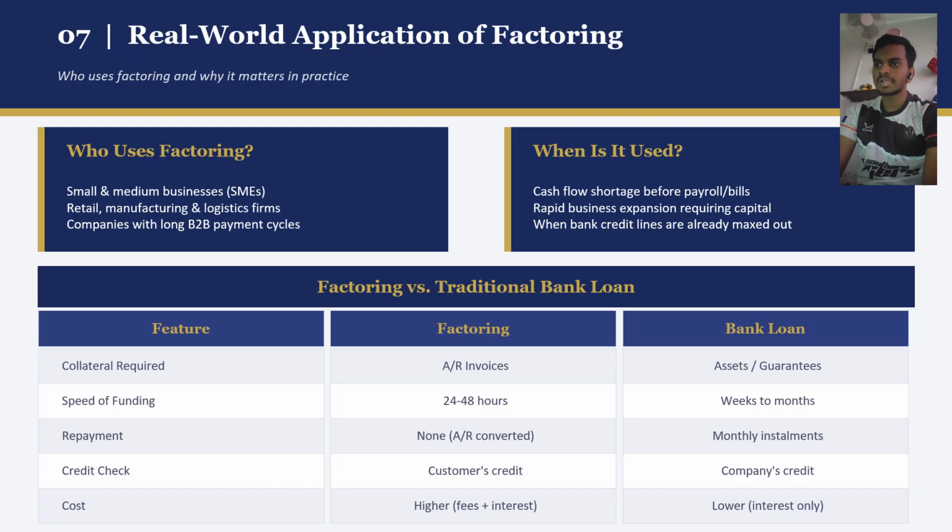Factoring versus a traditional bank loan. Features: collateral requirement, speed of funding, repayment, credit check and cost. Factoring: AR invoice as collateral, 24 to 48 hours, repaid when the customer pays, based on customer credit, and a higher fee and interest. Bank loan: asset guarantee, a couple of months, monthly installments, based on company credit, and lower interest only.